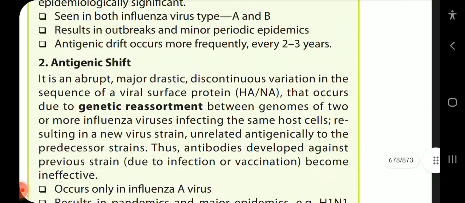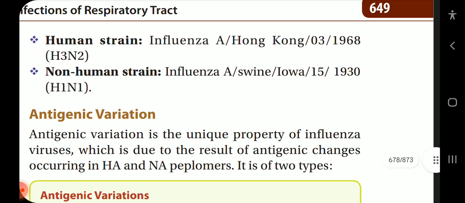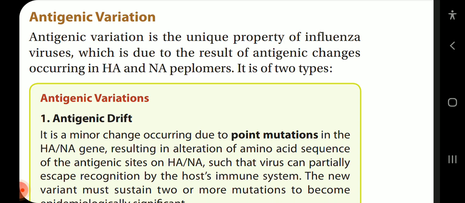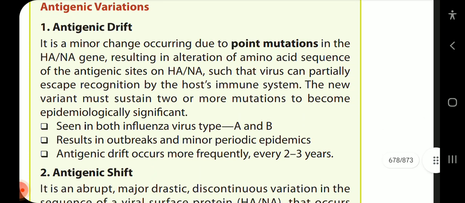For examples, the human strain influenza A Hong Kong 03 1968 H3N2 and non-human strain influenza A swine Lohau 15 1930 H1N1. Antigenic variation. Antigenic variation is the unique property of influenza virus which is due to the result of antigenic changes occurring in HA and NA peplomeres. It is of two types: antigenic drift and antigenic shift.